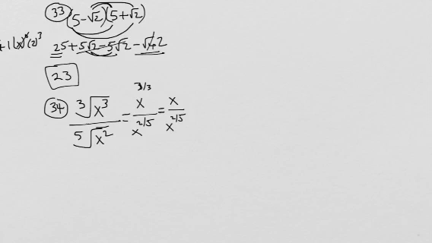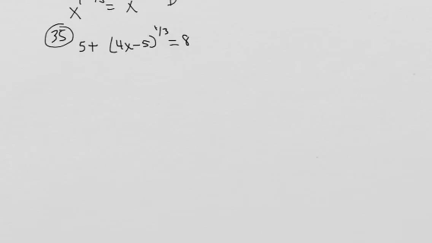So remember, when you have a quotient with the same base, you subtract the exponents. So this becomes x to the 1 minus 2/5. So it's x to the 3/5. So that one happens to be letter D.